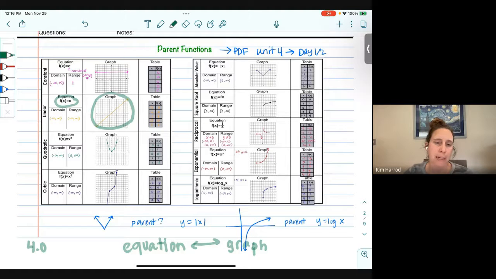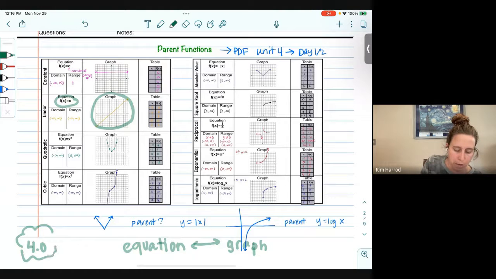Okay, but we want to get to this place where we're able to look at a picture and name the equation that goes with it. And that's the main goal for this. So that's the 4.0. That's one of the things that you're going to work on over the next 2 days, either today or tomorrow. And like I said, it's just a matching quiz where one column has equations, the other column has pictures, and you're going to drag and drop to make it happen.